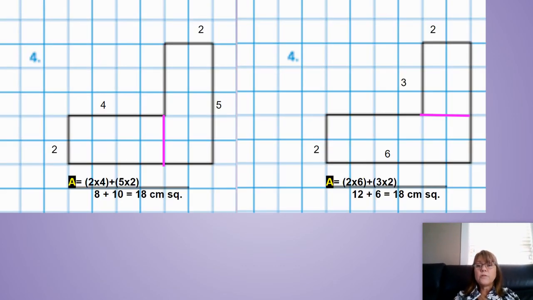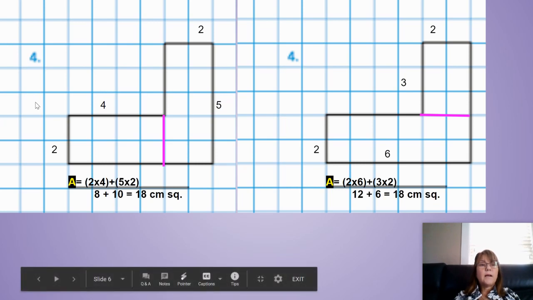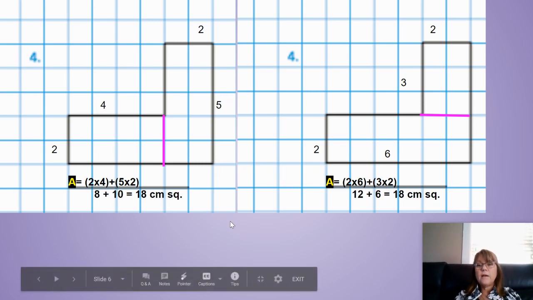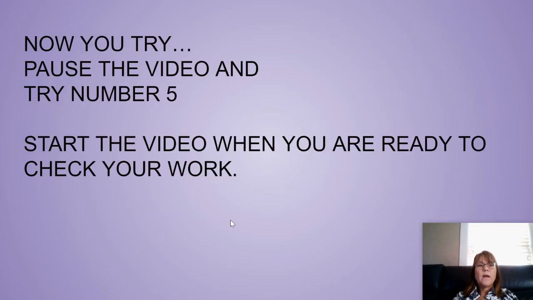All right. These are 2 ways that you could have done number 4. As long as you've done one of them, you're correct. So as you can see, I have 2 times 4 is 8, and 5 times 2 is 10, and I got 18 square centimeters, or I could have gone 2 times 6 and 3 times 2. Now, what order you go in for these makes no difference to me, as long as you end up with the same answer. Now, try number 5 on your own. Pause the video here. Let's check it.